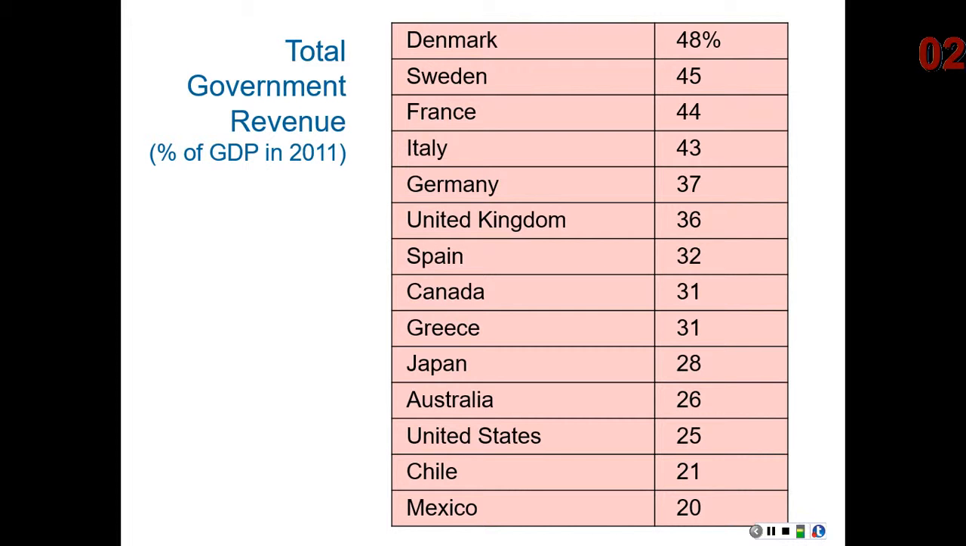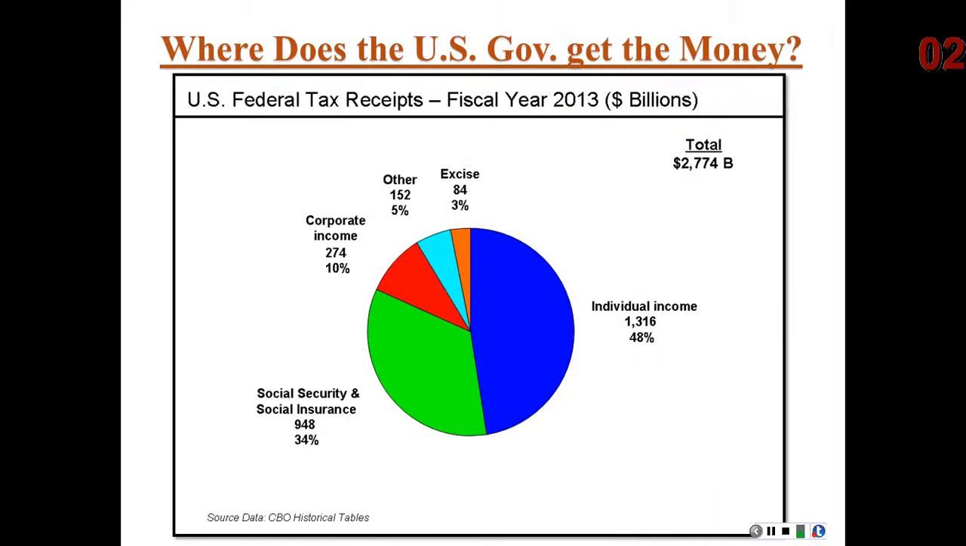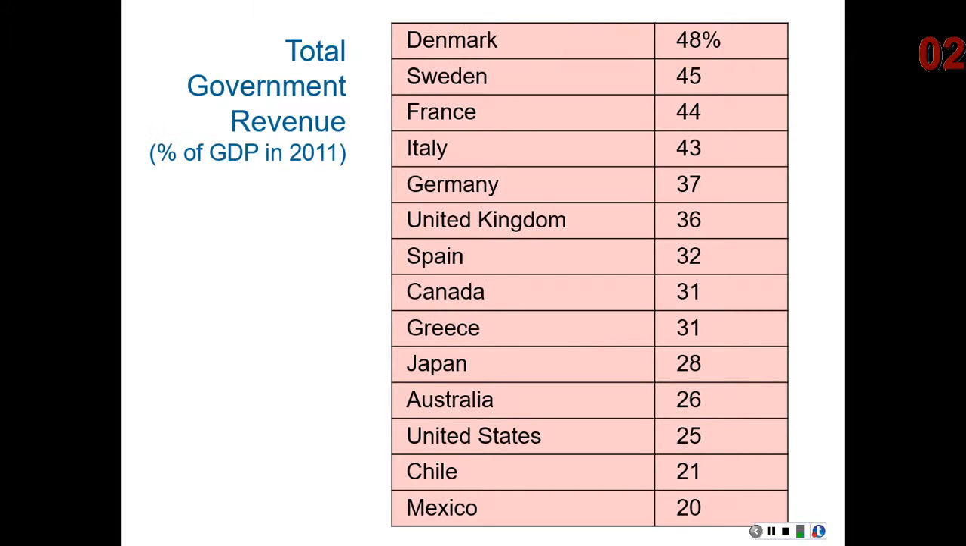And this is where the United States falls in terms of our total government tax revenue as a percentage of our GDP as of 2011. This is where we fall compared to other countries. We are down here. We only collect about 25% tax revenue compared to our GDP, which is above some countries like Chile and Mexico and some other countries.